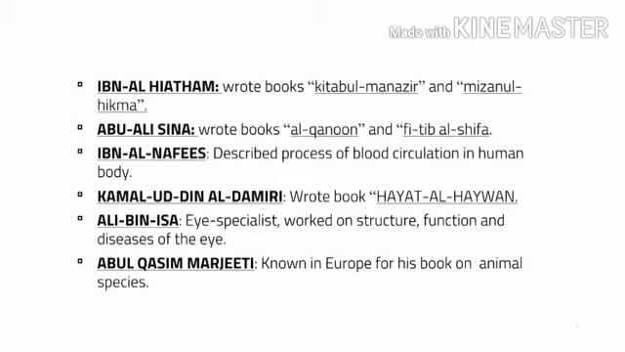Ali bin Isa, a well-known eye specialist of his time, worked on structure, function, and diseases of the eye. He described 130 eye diseases in 3 volumes of his book. He told the names of food useful for the cure of eye diseases. His book Tazkiratul Kholain, that is an eye encyclopedia.